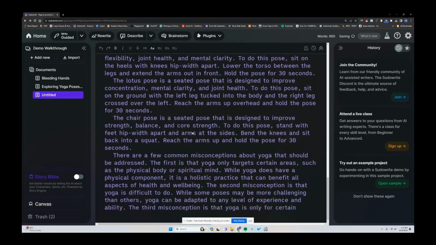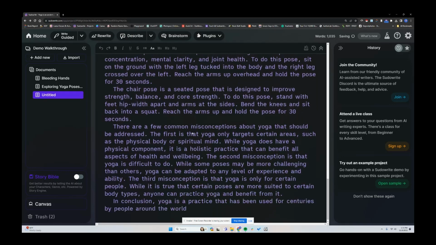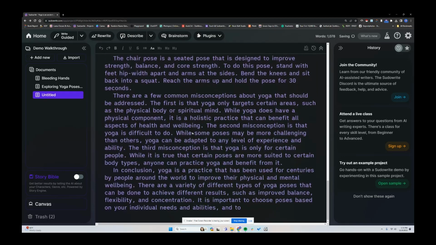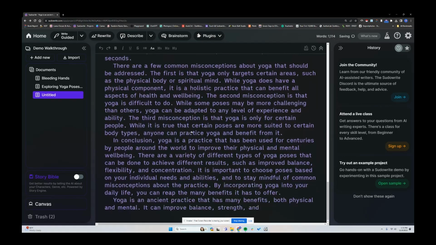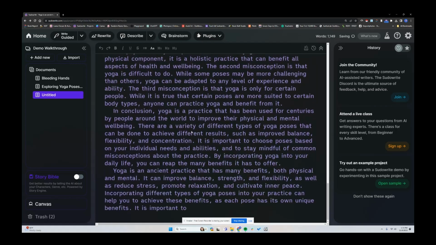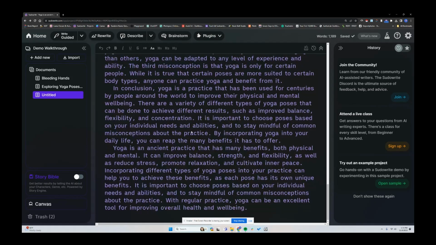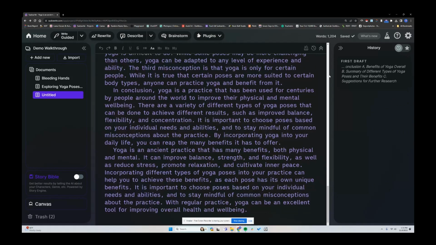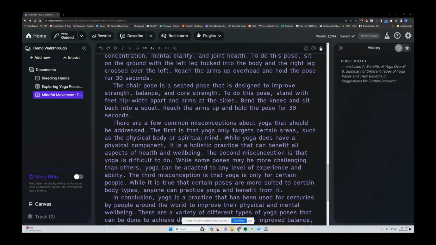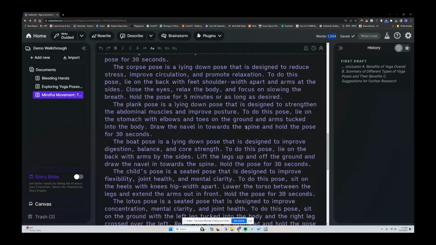So it looks like it went through all of the poses and now it's kind of wrapping up. There we go. All right, so it's finished. 1,204 words. Not bad. So now we essentially have our whole book here, but obviously nobody wants to read that kind of book. This would be more like for an article. So if you want to do a brief article, this would be great.